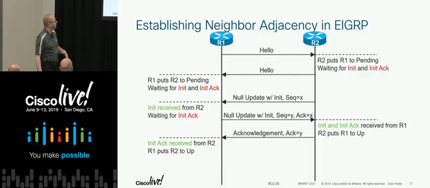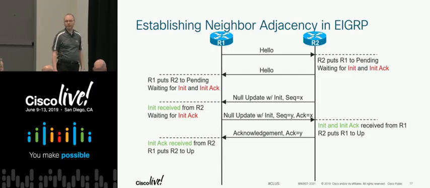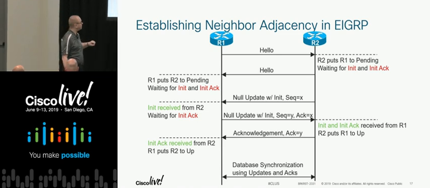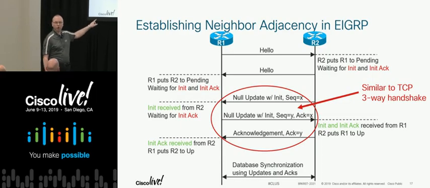When this is received, R1 also comes up, declares R2 to be up, and then we got the ball rolling and we can exchange the topology table contents. This sequence here in the middle is very similar to the TCP three-way handshake, really, like SYN, SYN-ACK, ACK. So nothing that special. Keep in mind these names, waiting for init, waiting for init ACK, because these will be indications in the neighbor table if something goes wrong, and we know then what goes wrong.